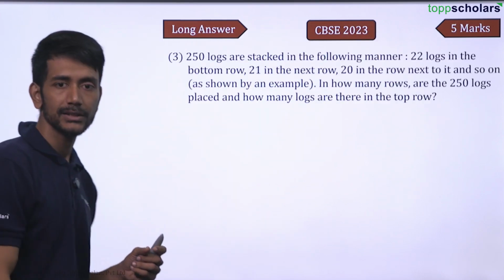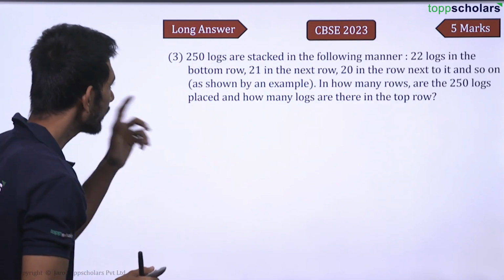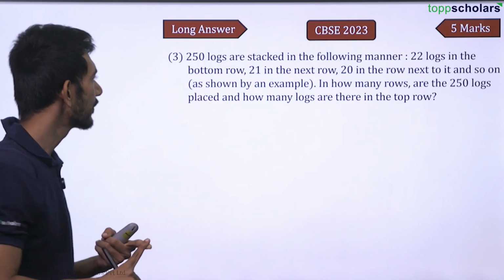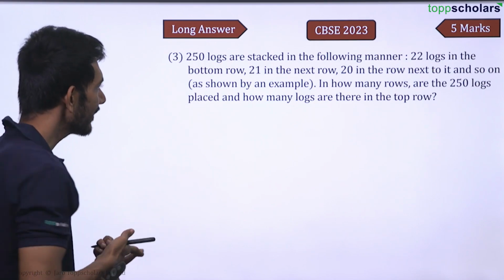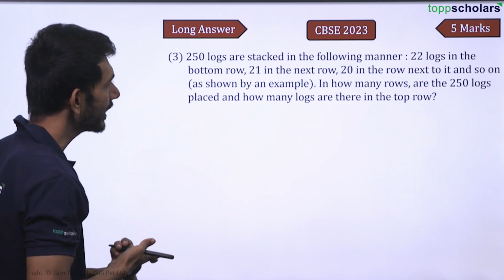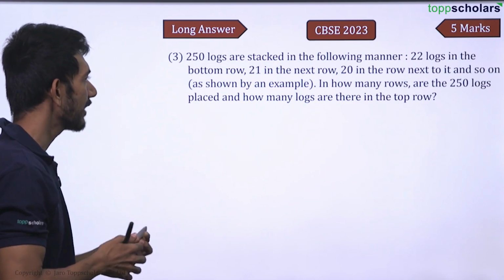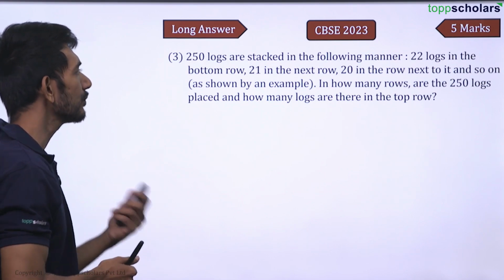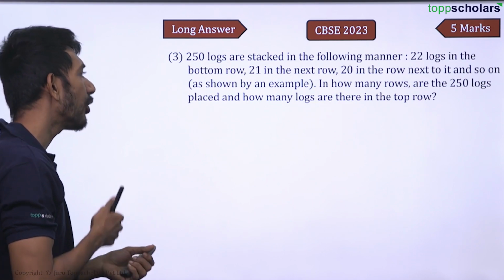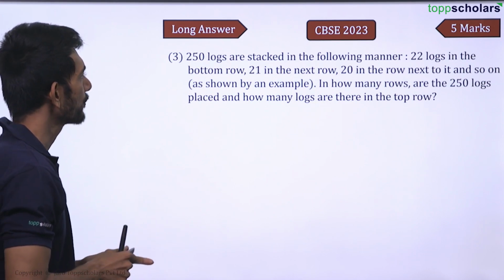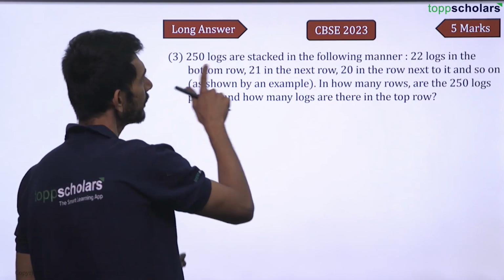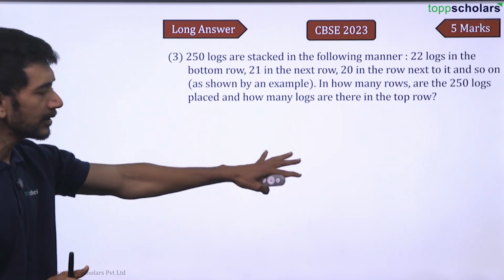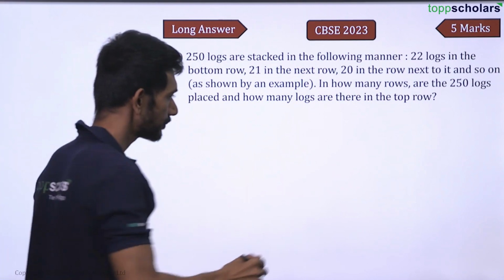Let's have a look at a new question now. It says 250 logs are stacked in the following manner: 22 logs in the bottom row, 21 in the next row, 20 in the row next to it, and so on, as shown by an example. In how many rows are the 250 logs placed and how many logs are there in the top row? Okay, so the figure is not given here, but I'll draw the figure for you.